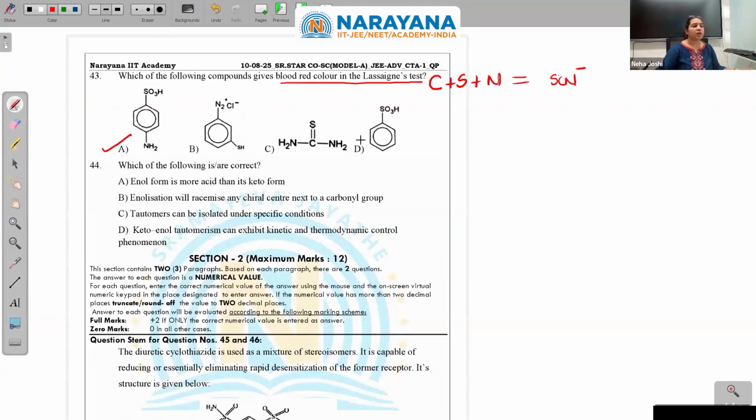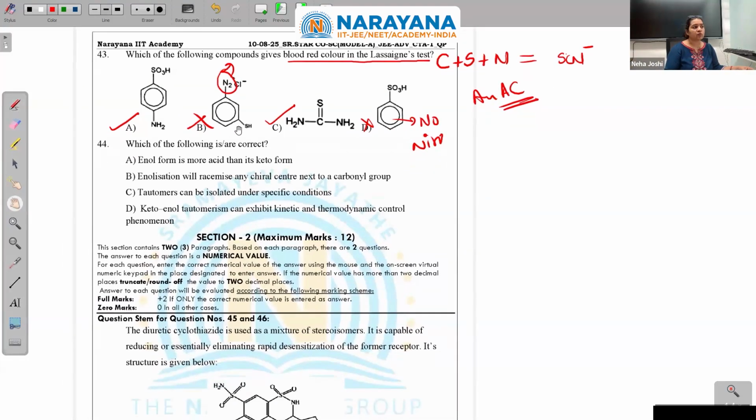So A and C. Here, no nitrogen, so this cannot be the answer. Here, nitrogen will go very early on heating, so that cannot be the answer. So the 43rd answer is A and C. Okay, answer is A and C only.